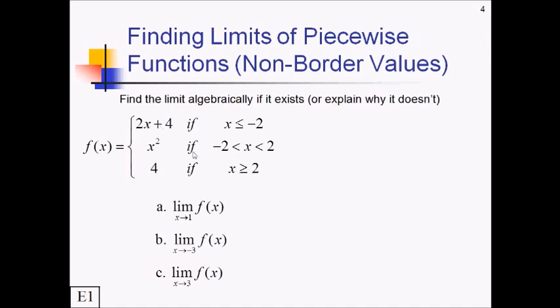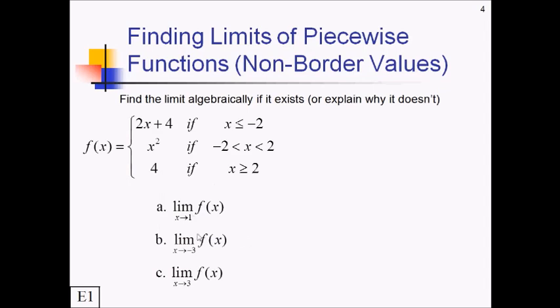The way these are set up, on the left side here, you have all the different function rules, and on the right side, you have all the domains where each individual rule actually works. For example, this x squared is only graphed between -2 and 2 for x values. So we're trying to find the limit of this thing at 1, -3, and 3 for this particular example problem.